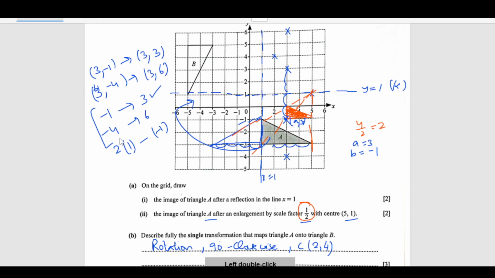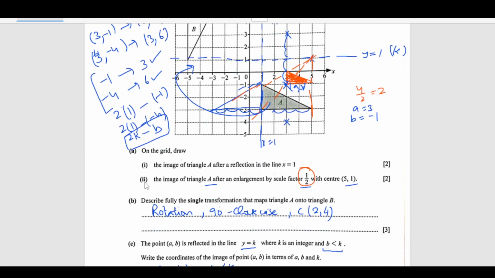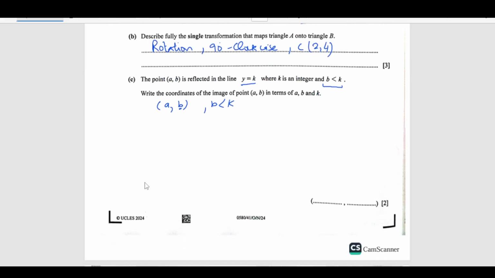Then the other one, 2 times minus 4, no sorry, 2 times 1, which is k, minus minus 4. This also works. 2 times plus 4 is 6. So this also we got 6. So that means this is 2 times k minus b. So that should be our answer, the trial and error method, right? So this is going to be a and 2k minus b, right? If you have got another method, kindly let me know how we can do it in the easiest way.